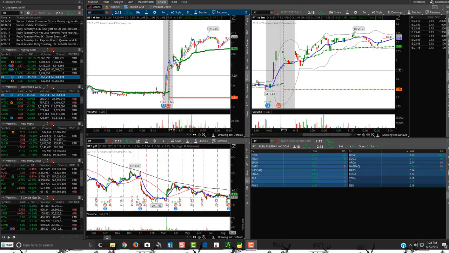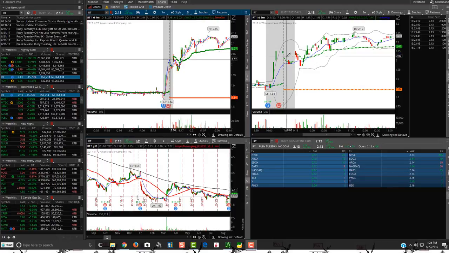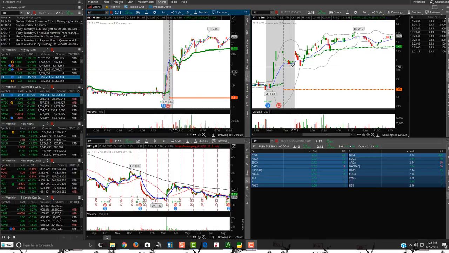Right here, I have the 13 EMA on my 3-minute chart. So naturally, when a stock gets overbought, it wants to pull back to the EMAs. And hence the other side of things, when a stock gets oversold outside of the Bollinger Bands, it's going to want to naturally pull back.